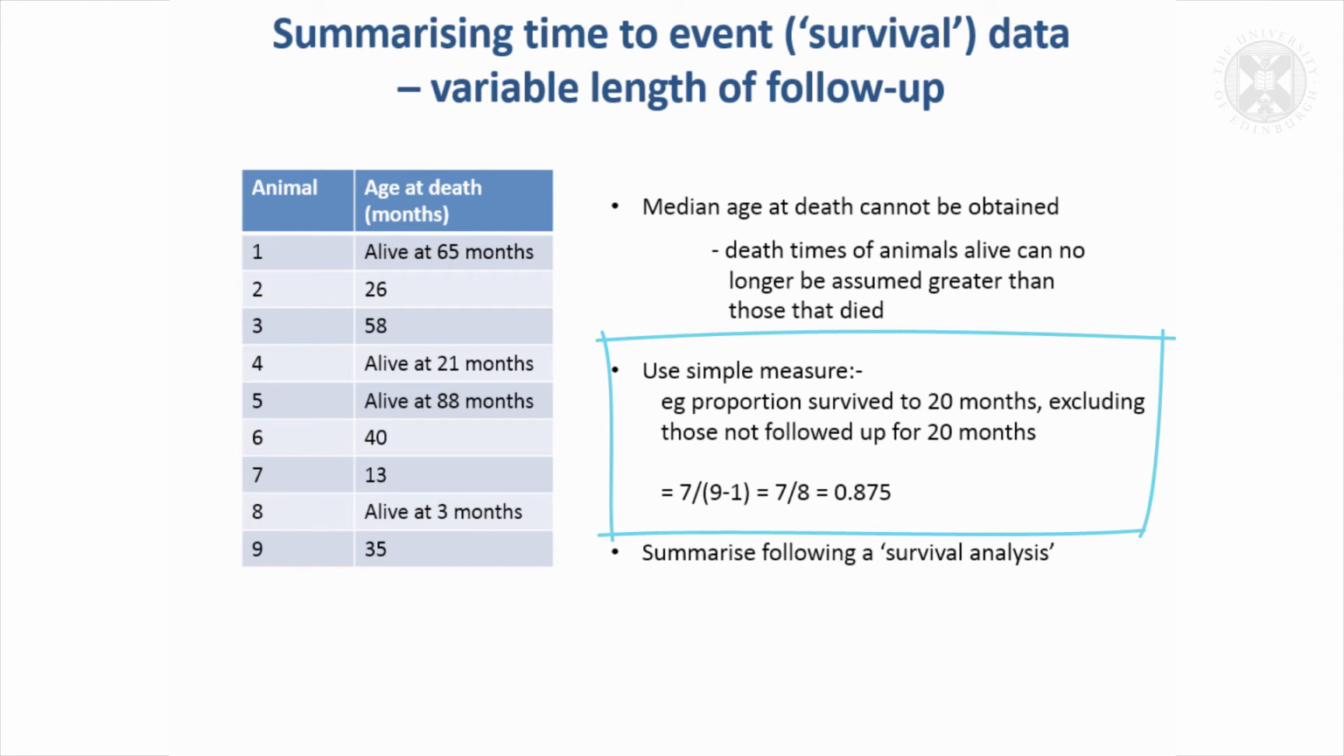So you would have to take a time point, maybe 20 months, and then just say the number of animals that had died at 20 months as a proportion of those that had been followed up for 20 months. So only 8 of the animals had been followed up for 20 months because this 8th animal, we don't know what would have happened to him at 20 months.